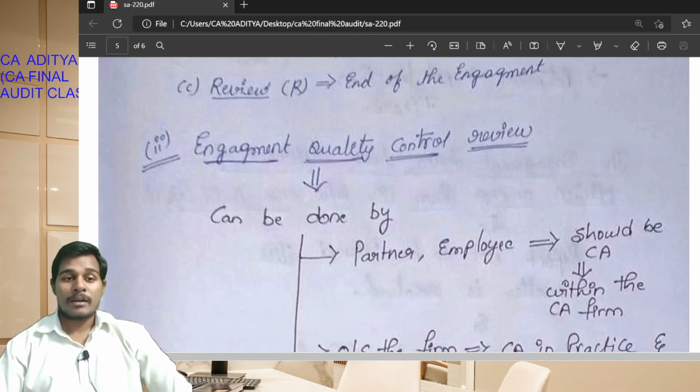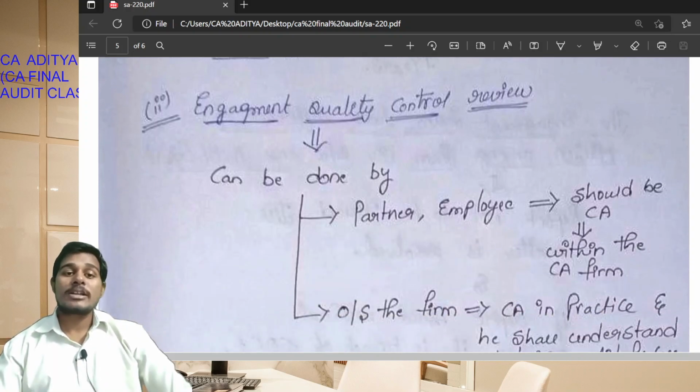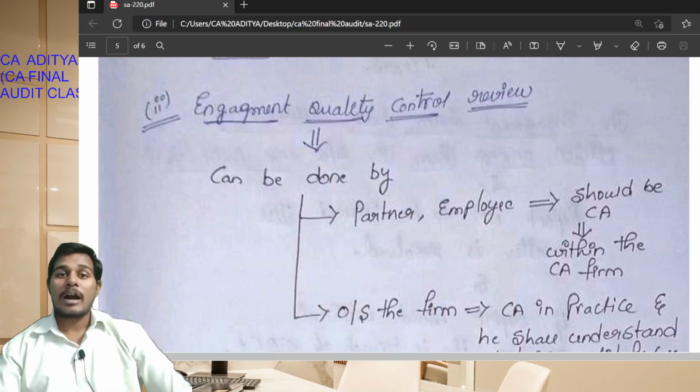Okay students, after that, engagement quality control review. An engagement quality control reviewer will be appointed. She will check at the year end the checks performed by the audit team or engagement partner. See students, the engagement partner's work or the audit firm's work will be reviewed by the engagement quality control reviewer.